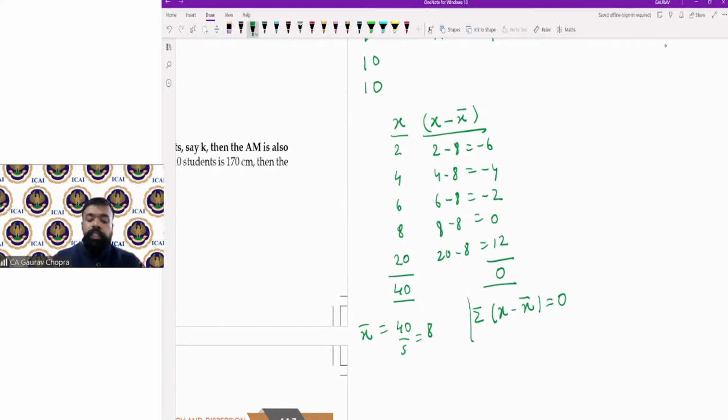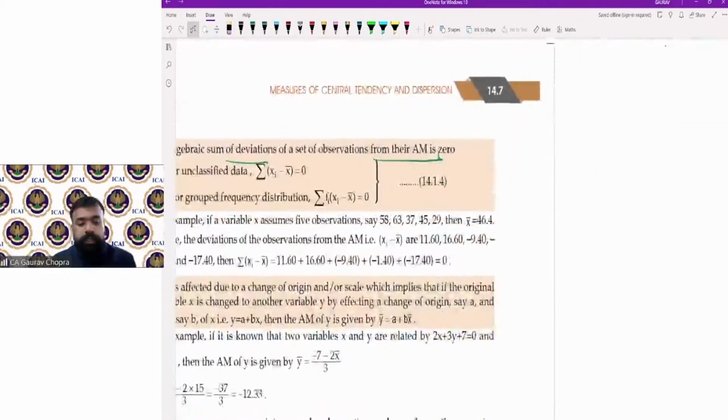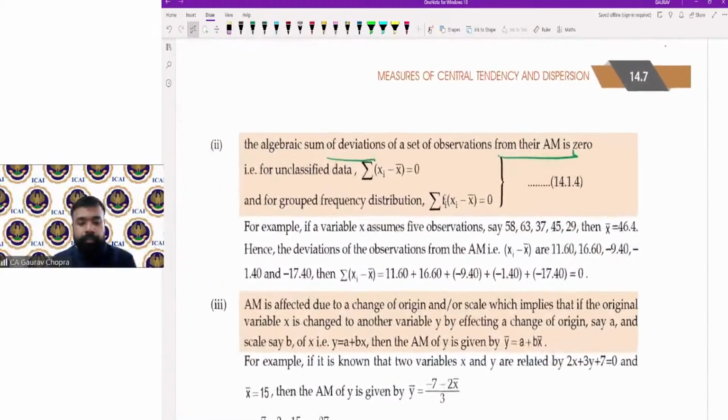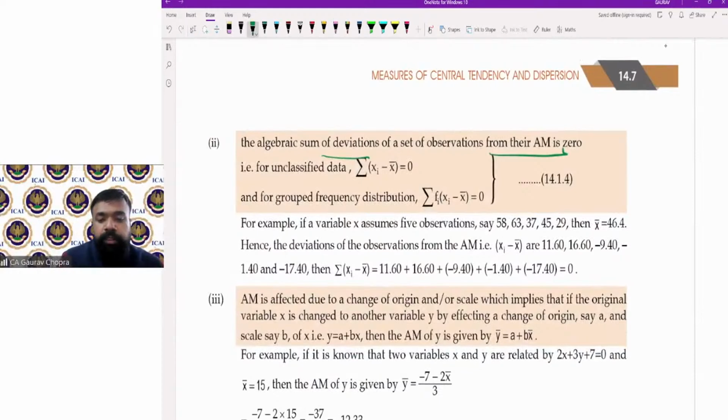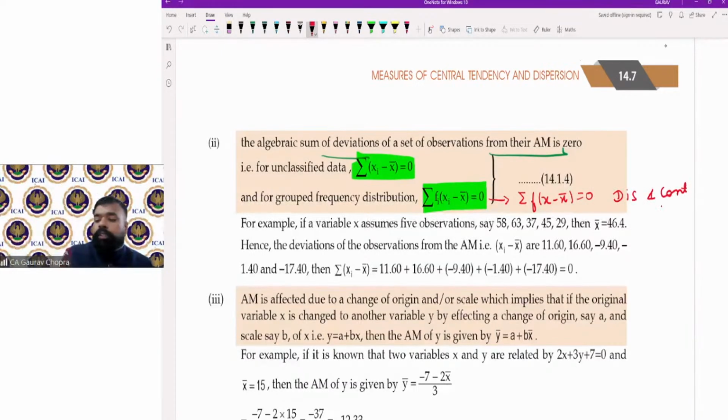So, if deviation is taken from arithmetic mean, then total is equal to 0. So, this is the second property. You can mark this: sigma x minus x bar is equal to 0. This is for individual series. And in case of discrete or continuous series, you can insert f in between. So, the property is the same. Sum of deviations is 0. So, sigma f x minus x bar is 0 in case of discrete and continuous series. All right.